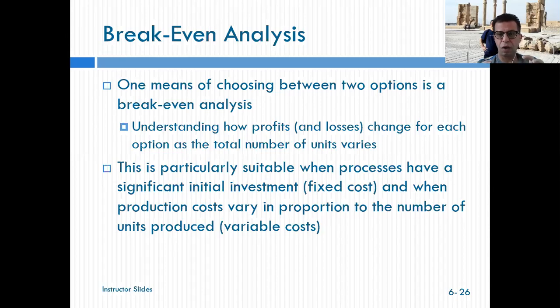Understanding how profit and loss change for each option as the total number of units changes. This is particularly suitable when the process has a significant initial investment. So if you're buying equipment which costs you $1 million, you need to justify why you ask for this $1 million equipment replacing a $10,000 old equipment, which was producing 10 units, and you need new equipment which produces 100 units in 5 minutes. It's a much shorter time. So there are fixed costs, which is the initial investment, and there is a variable cost related to the number of units produced. These two things you need to calculate to see how it's done.